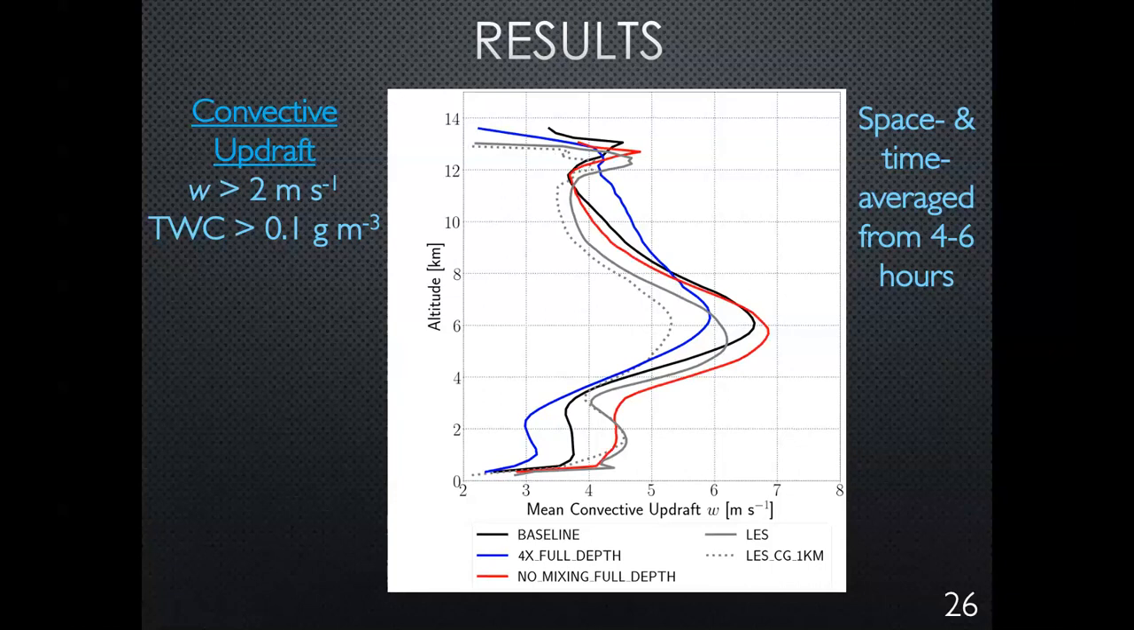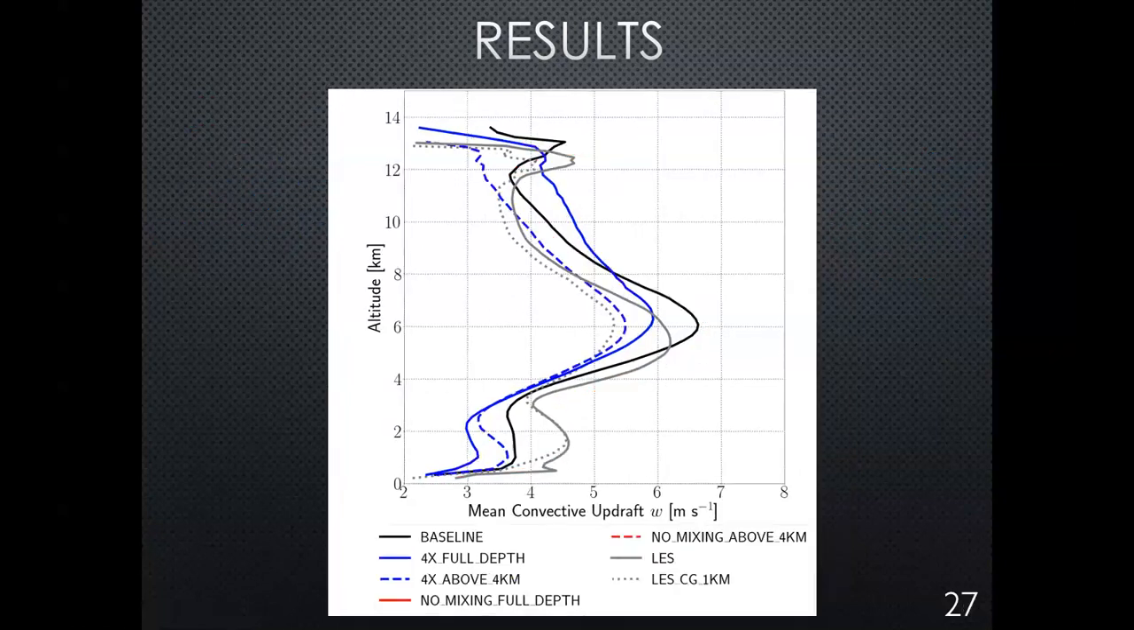This inconsistency is also seen in the reduced mixing case, or in this case, a no mixing simulation, where below 6 kilometers, vertical velocities are enhanced relative to baseline, but above 6 kilometers, vertical velocities are actually reduced relative to baseline. And so this discrepancy ends up being somewhat more intuitive if we look at the simulations in which mixing is only altered above the cold pool.